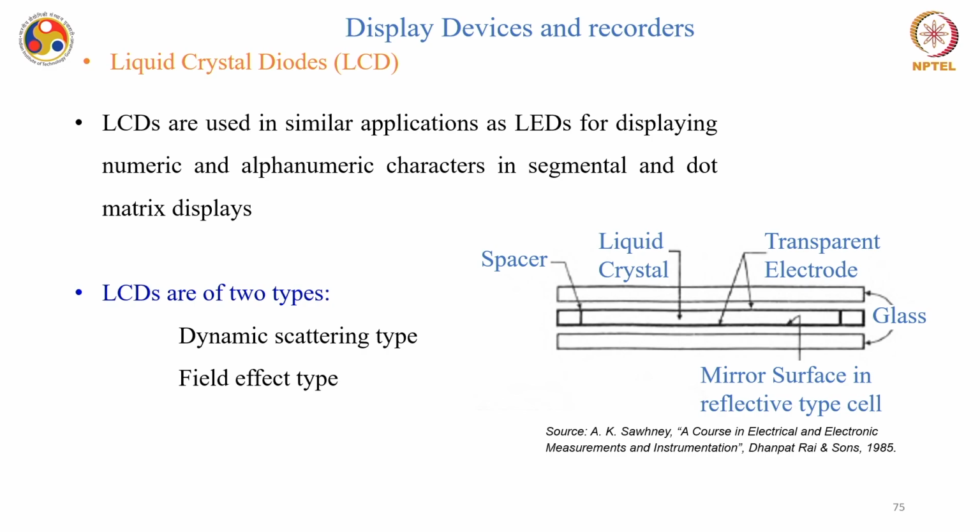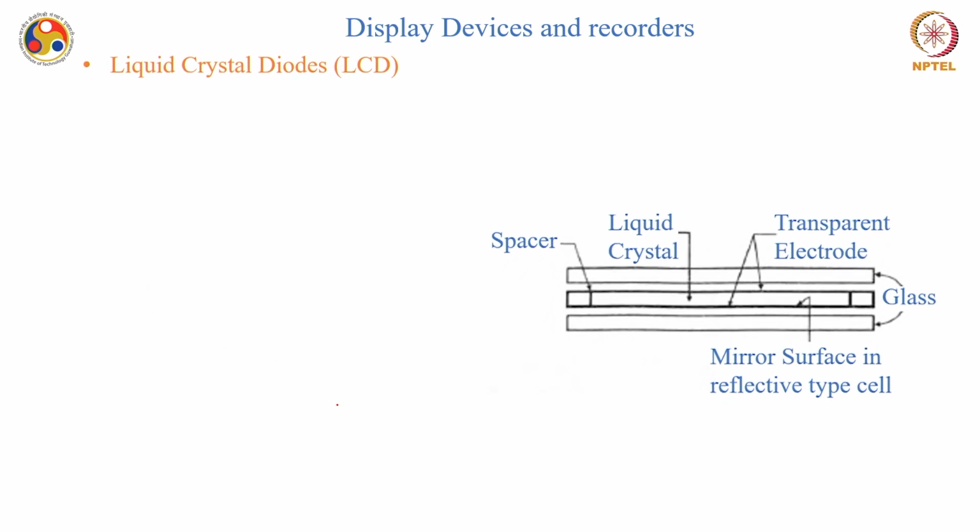Now, another alternative technology is the liquid crystal display, or LCD. LCDs are used in similar applications as LEDs, particularly for displaying numeric and alphanumeric characters in segment and dot matrix displays. They are of two types. We have dynamic scattering type LCDs and we have field effect type LCDs.